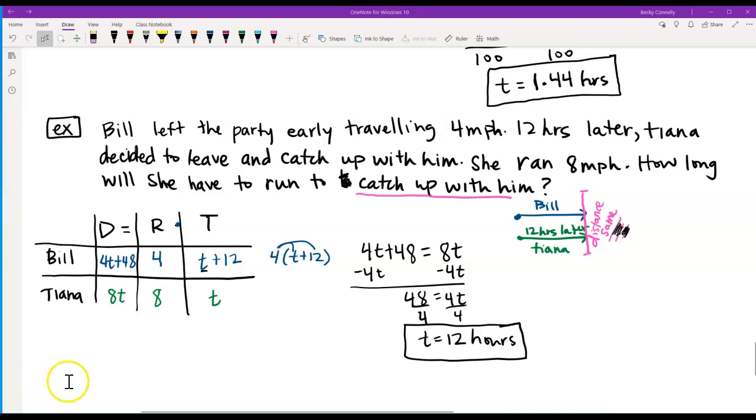And I was trying to say this. You could set Tiana's time as t minus 12, and I was saying that, but then I got rid of that stuff, so I didn't know if you guys picked up on that.